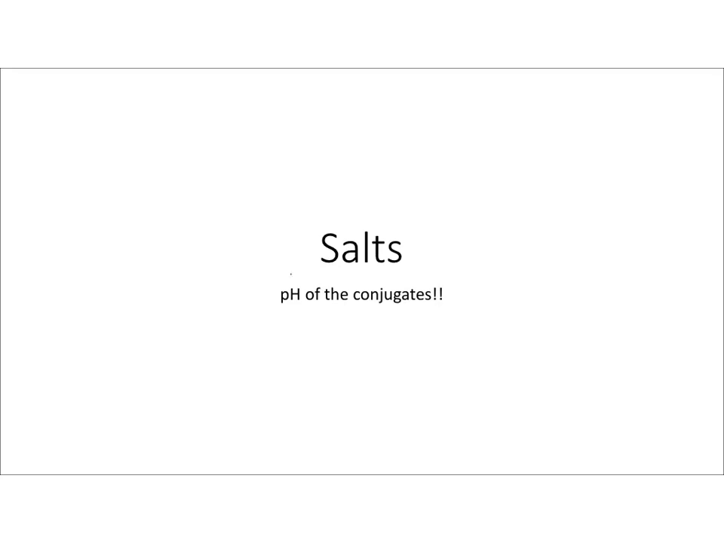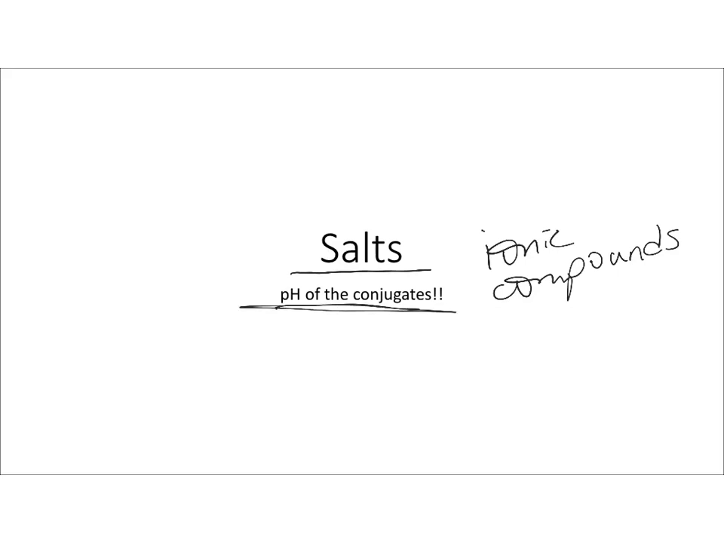All right, let's talk about salts. And when we're talking about salts, we're talking about ionic compounds. So we're not talking about simple Bronsted acids or bases. We are talking about compounds of their conjugates. So we're looking here at pHs of the conjugates.